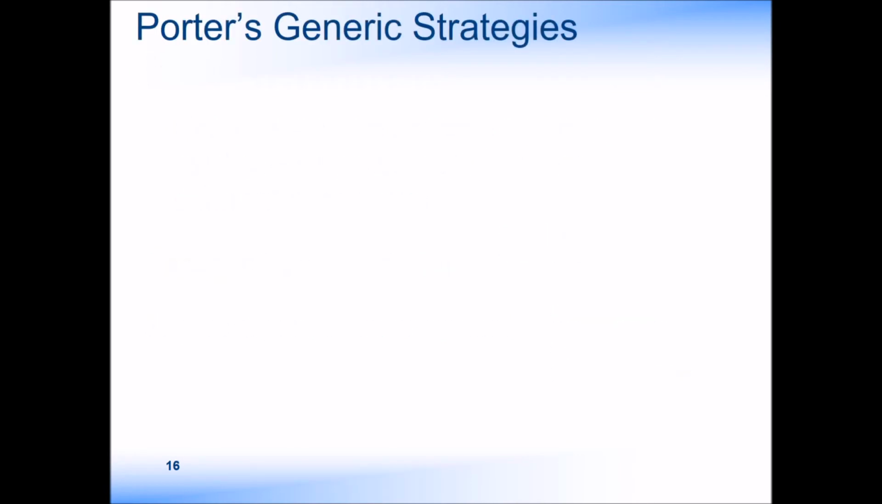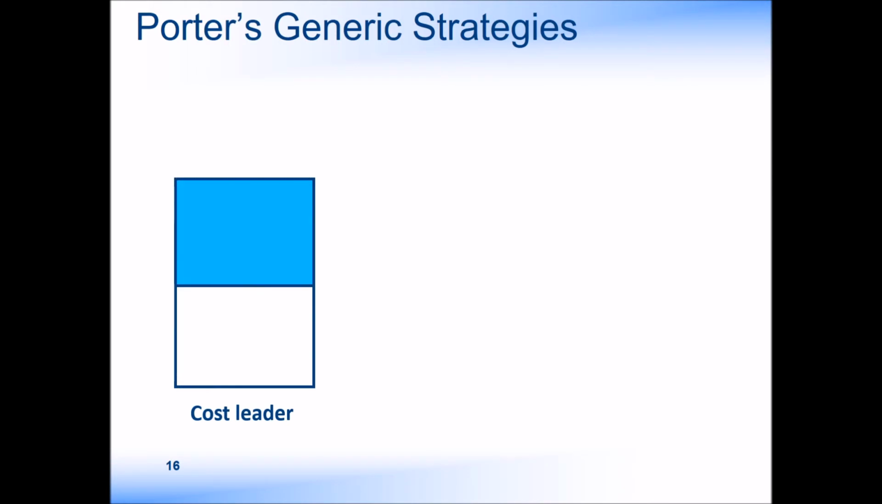In the 1980s, it was suggested that trying to do both cost leadership and a differentiation at the same time is not a viable long-run strategy. So let's illustrate this diagrammatically. Let's assume we have a cost leader. They have low costs and can charge a reasonable price and make a reasonably high profit.